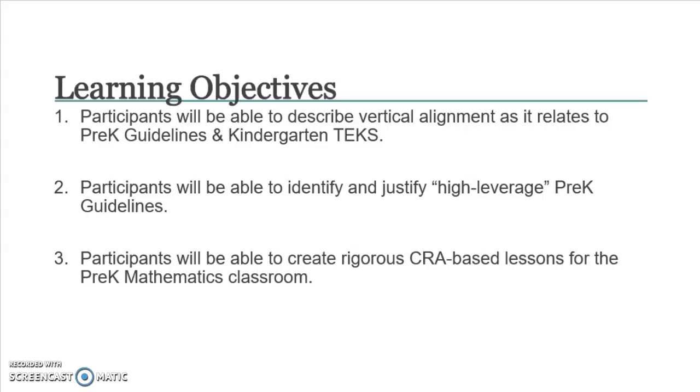Today, three of our learning objectives are: number one, being able to describe what vertical alignment is and relating it to pre-K guidelines and kindergarten TEKS. Two, being able to identify and justify high leverage guidelines. And three, be able to create rigorous CRA, which means concrete, representational, and abstract-based lessons for the pre-K mathematics classroom.